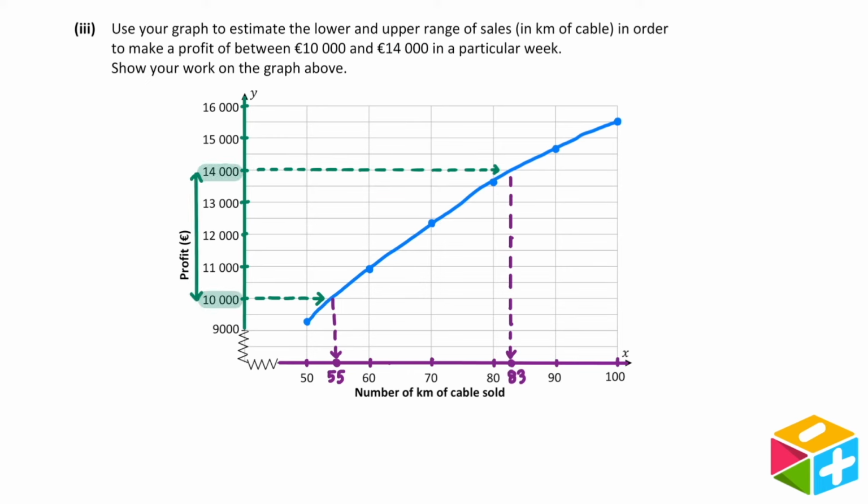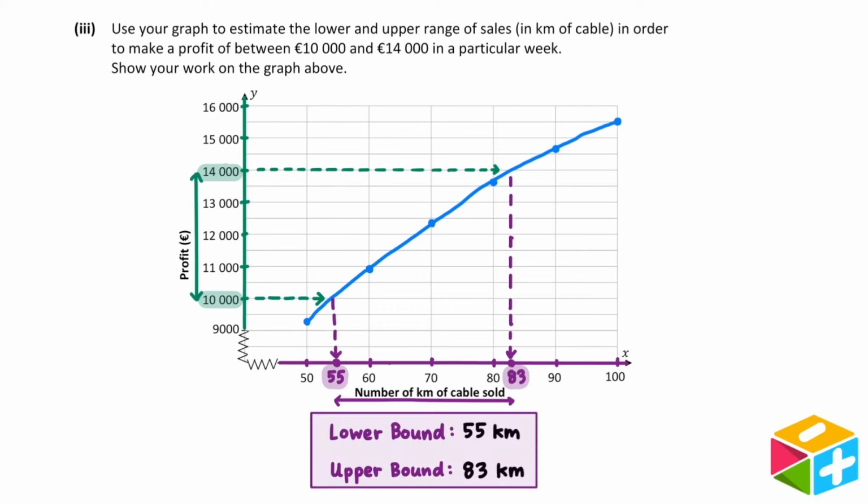We were asked to estimate the lower and upper range of sales to make a profit between €10,000 and €14,000. We found that 55 kilometers of sales corresponds to a profit of 10,000 and 83 kilometers of sales corresponds to 14,000. So the lower bound here is 55 kilometers and the upper bound is 83 kilometers.